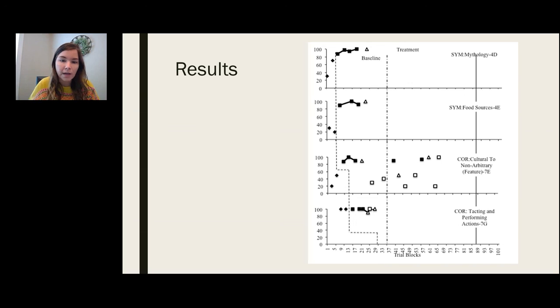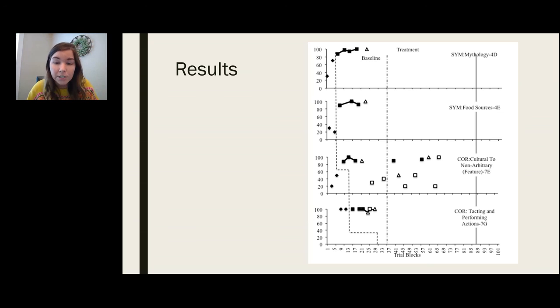And so this graph shows her results. These were the first 4 skills that were implemented for Abby. Baseline percentages were typically low, and then when treatment kicked in, you can see where the percentage correct was much higher than it was in baseline.